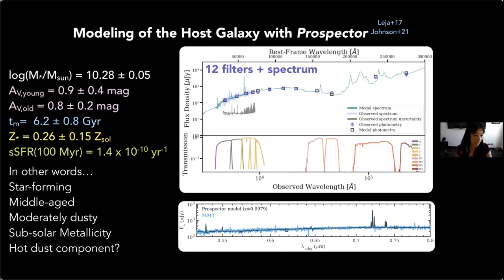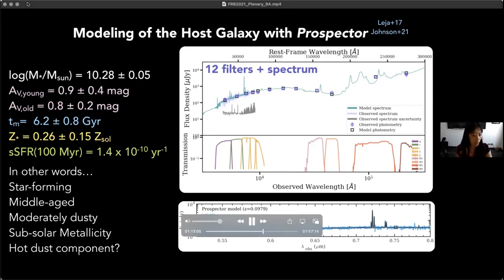All right, so this is the upshot. So this is the stellar population properties. In other words, it's a fairly normal star forming galaxy, moderately dusty. Some things of note, it's of subsolar metallicity, which is kind of interesting. And there might be a hot dust component contributing to the mid-infrared luminosity.